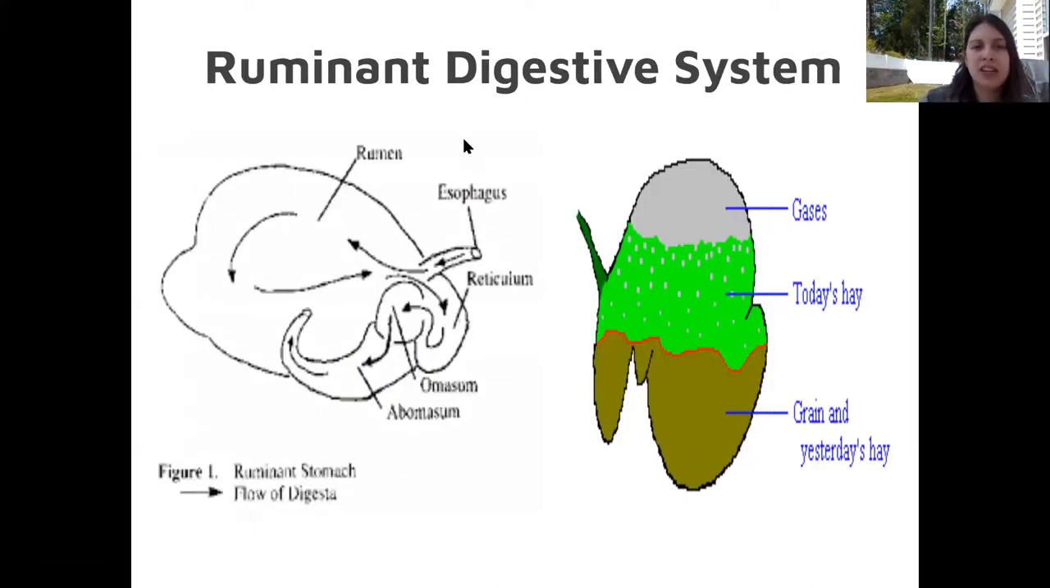So looking at the ruminant digestive system, you can see that this is how it flows through. It starts in the esophagus, it rolls around in the rumen and the reticulum, and then it gets regurgitated if it needs to be. It continues that process until it's ready to move to the omasum and the abomasum.